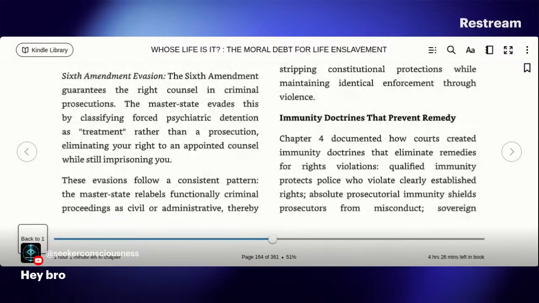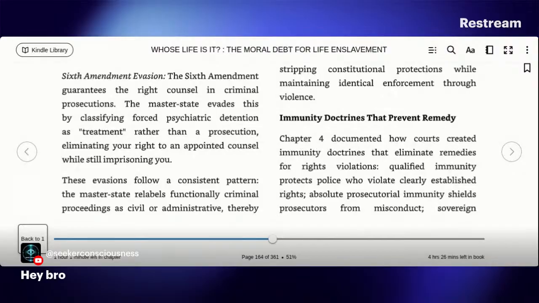The Sixth Amendment guarantees the right to counsel in criminal prosecution. The master state evades this by classifying forced psychiatric detention as treatment rather than a prosecution, eliminating your right to an appointed counsel while still imprisoning you. These evasions follow a consistent pattern. The master state relabels functionally criminal proceedings as civil or administrative, thereby stripping constitutional protections while maintaining identical enforcement through violence.